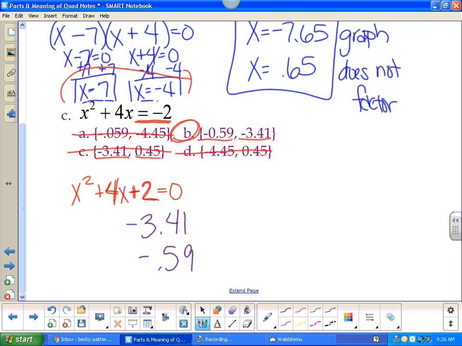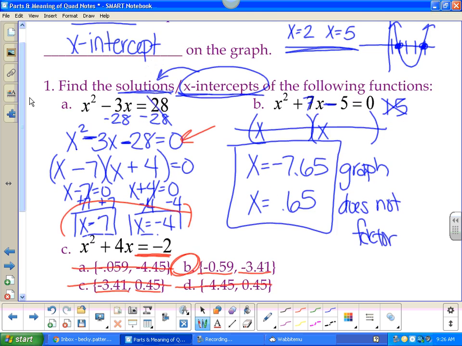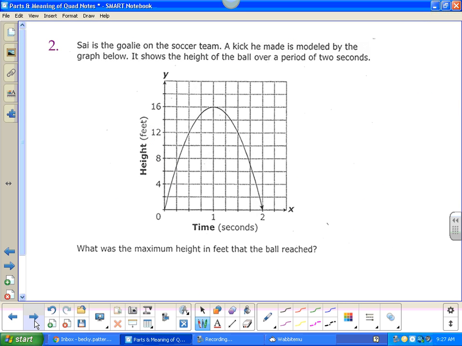So again, to find your solutions and your x-intercepts, you can set it equal to 0 and factor it and get cute answers like that. If it does not factor, you can graph it and find out where the x-intercepts are, because the x-intercepts are also the solutions. Okay.